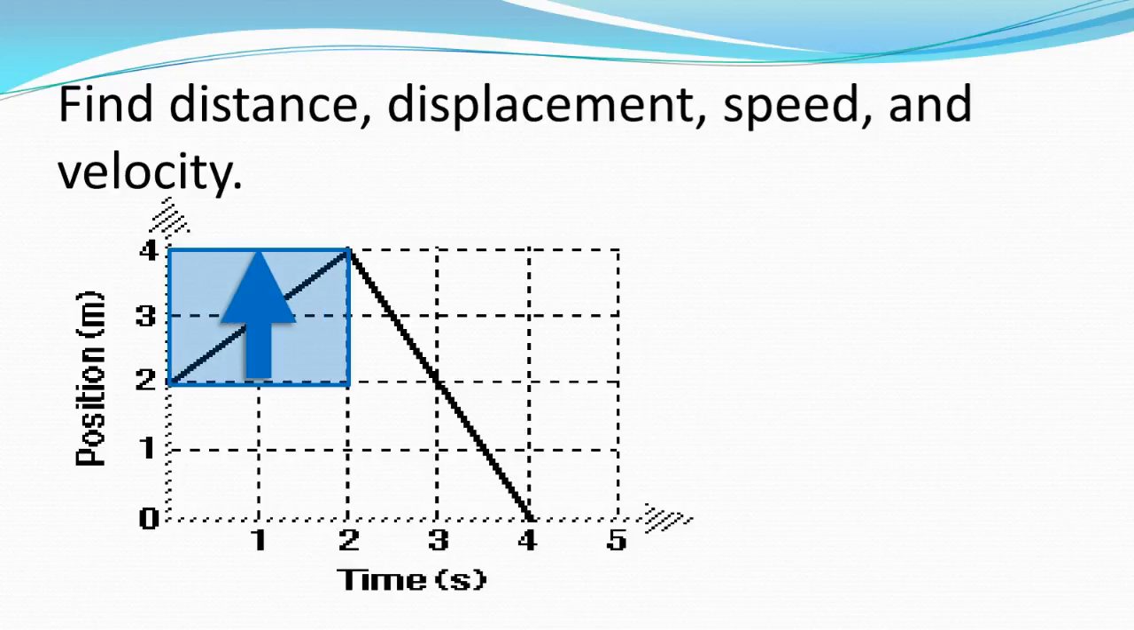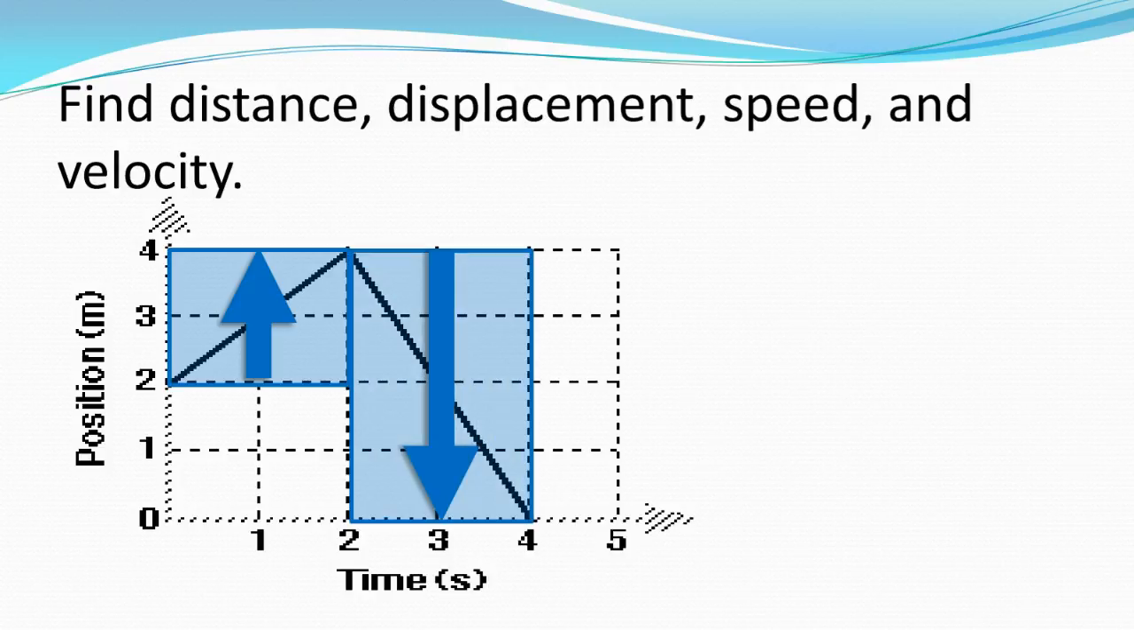To begin, I can look at the position change. So the first leg of this journey, we went from 2 to 4. That's a distance of 2 meters. Once we were at 4 meters, we walked backwards all the way back to 0 meters. That's another 4 meters. So I walked 2 forward, 4 backwards. That's a distance of 6.